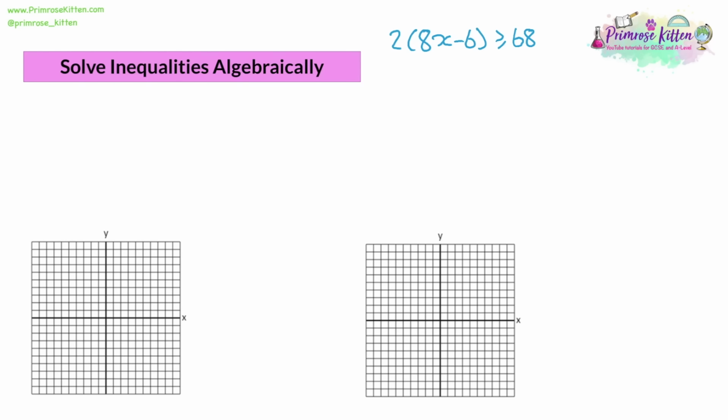So you can divide through by 2, giving you 8x minus 6 is greater than or equal to 34. You can add 6 to both sides, giving 8x is greater than or equal to 40. And then you can divide both sides by 8, saying that x is greater than or equal to 5. So you just solve it like you would any normal equation, you just have a different symbol. Now, where this changes a little bit is when we have quadratics involved.